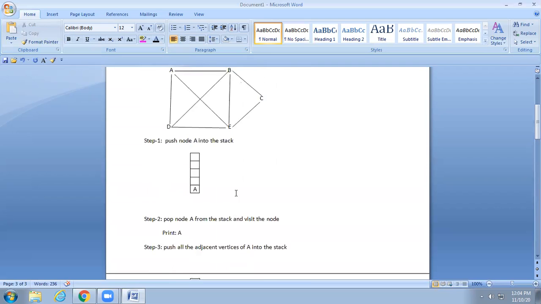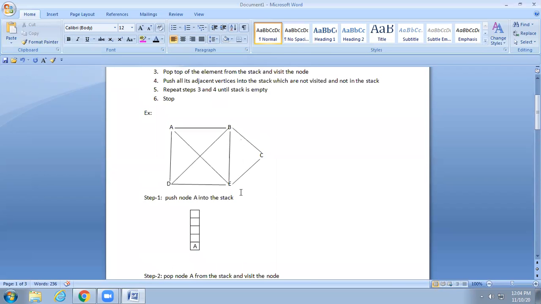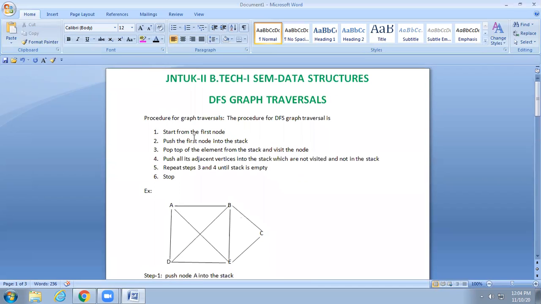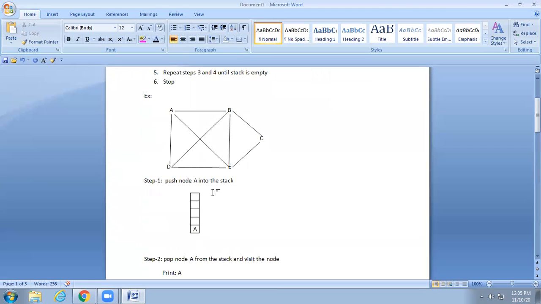So this is the way we print. So this is the procedure, the process we are using for DFS graph traversal. So what is the procedure? You have to start from the first node, push the first node into the stack, pop the top of the element from the stack and visit the node. Push all its adjacent vertices into the stack which are not visited and not in the stack. Then repeat steps 3 and 4 until the stack is empty.